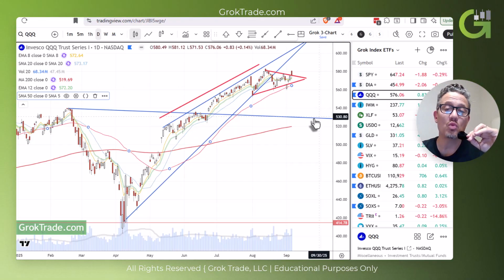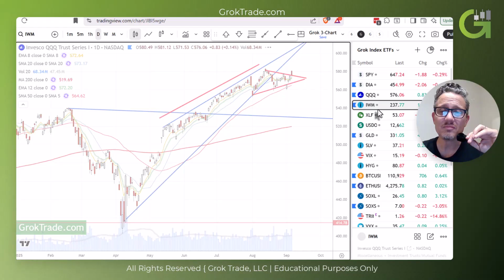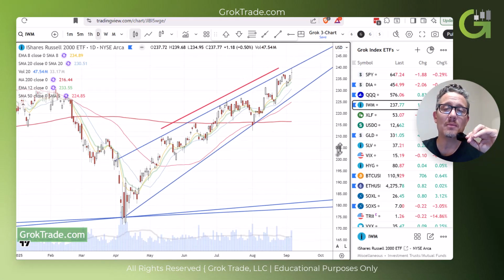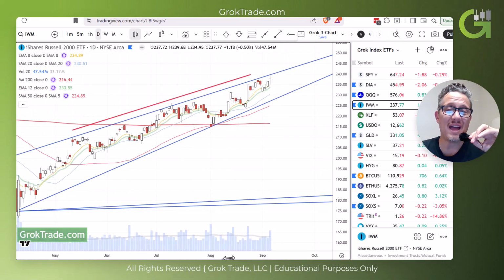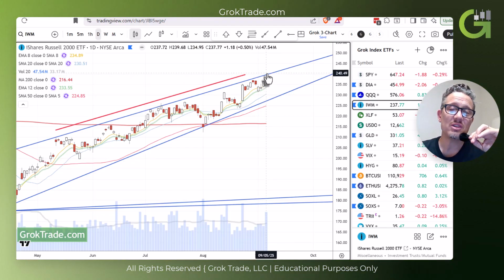Now, the Russell 2000, okay? Russell 2000, the IWM, very important. I want to see what that is doing. What I know is this thing rallied up, went to that trend line, touched it, came back down.